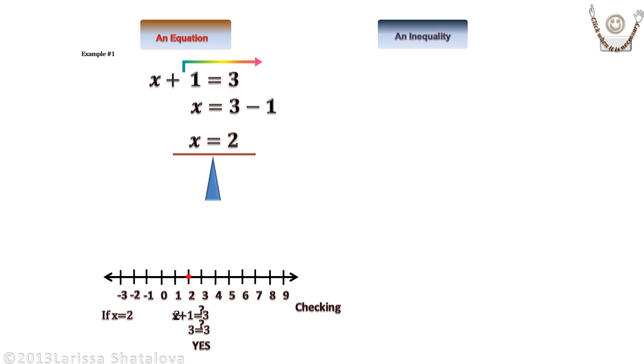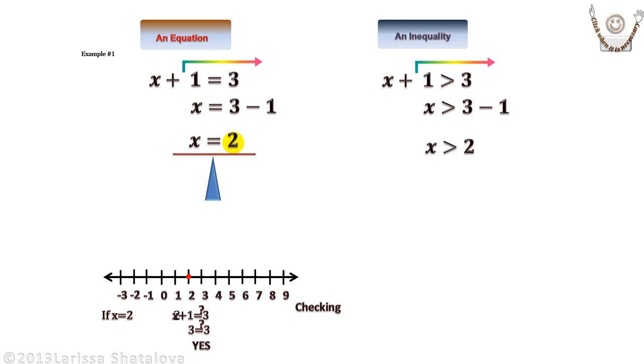Now let's talk about inequality. x plus 1 is greater than 3. In order to solve the inequality, we bring positive 1 from the left to the right. On the right it will be negative 1, and we can simplify: positive 3 and negative 1 is just positive 2.